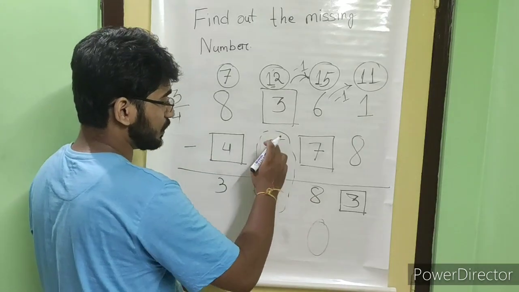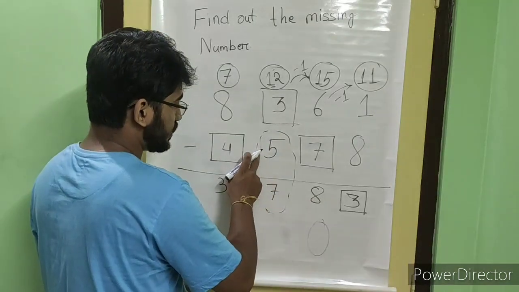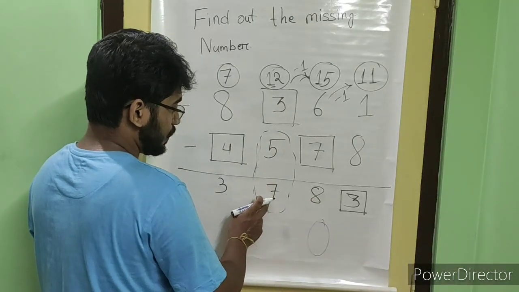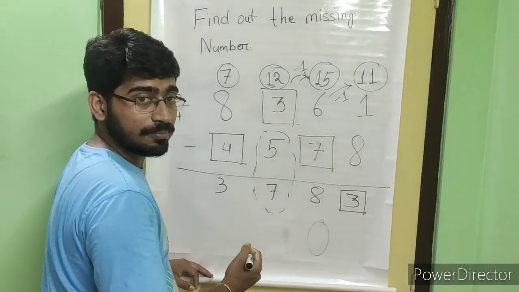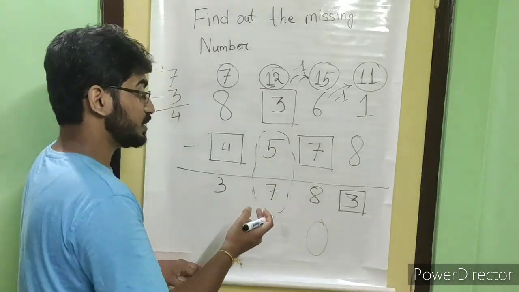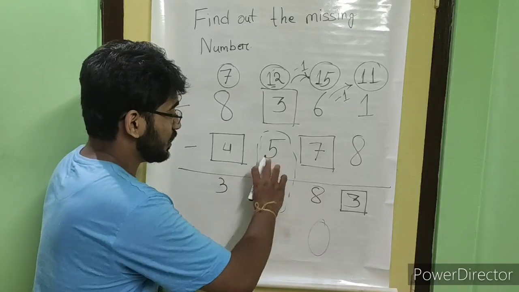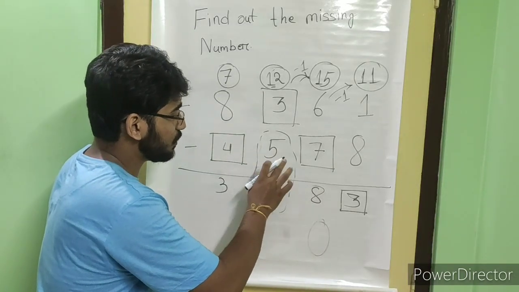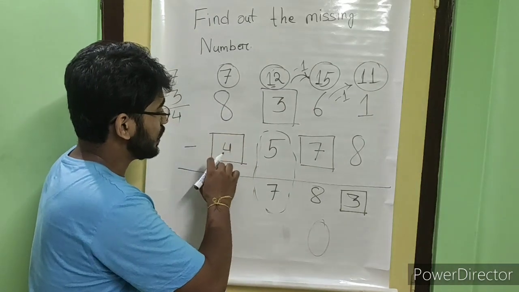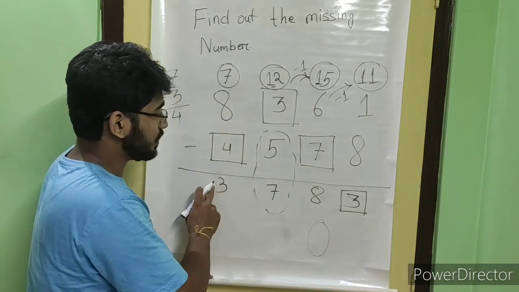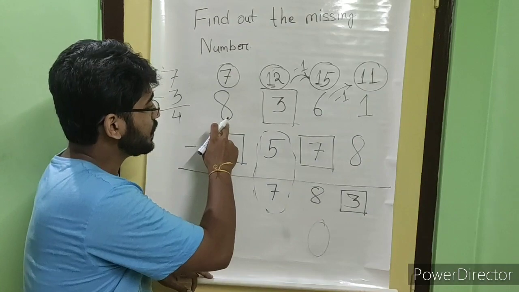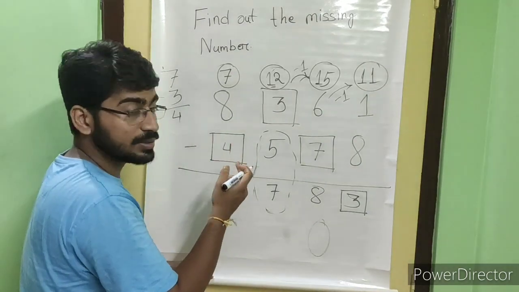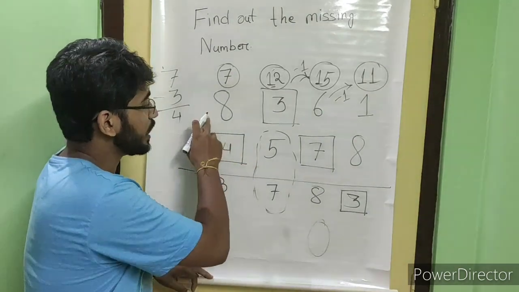In case of this kind of number, where the second number and the result number are together, you will add them. Otherwise, if the missing number is placed between the upper number and the result number, then it will be minus. The smaller number will be subtracted from the larger number.